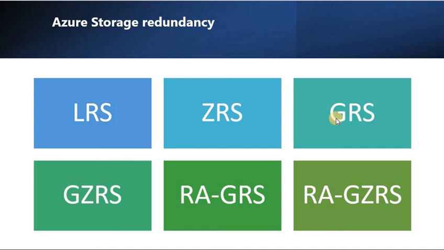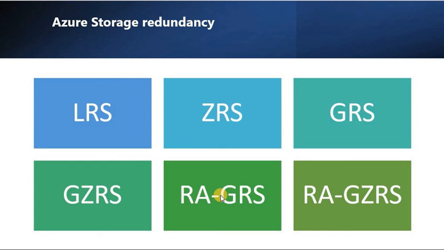With GRS, the data in the secondary region isn't available for read or write access unless there is a failover to the secondary region. But what is RA-GRS? With GRS, your secondary region isn't available for read access until the primary region fails. When failover starts, DNS entries that point to the primary region are updated to point to the secondary region.